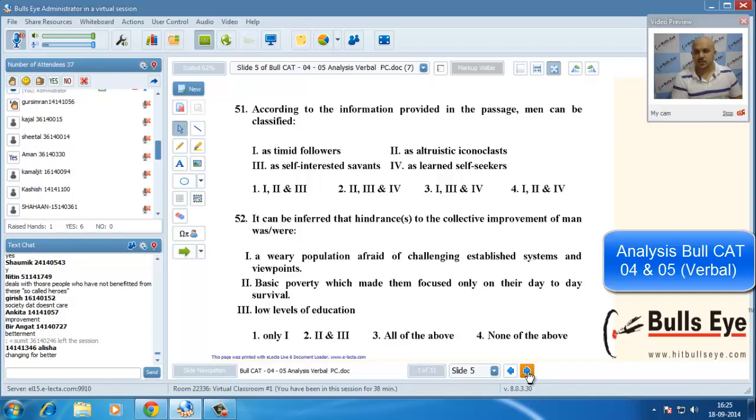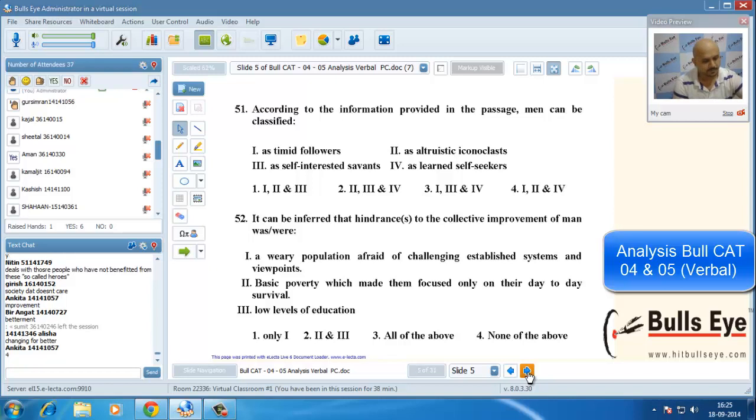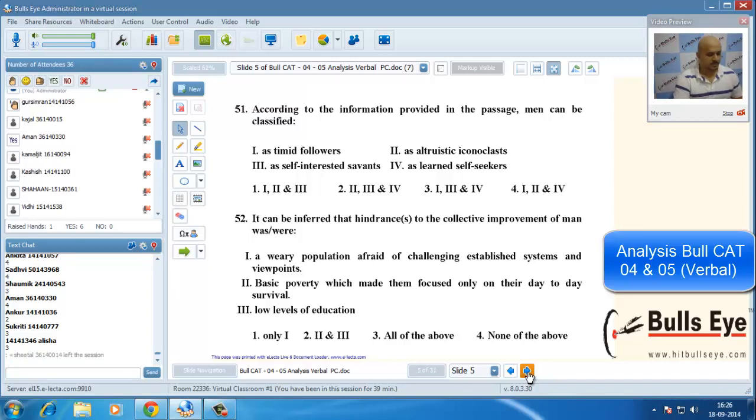Question number 51. Answer for question number 51. The correct answer for this question is option number 4. Option 4 is the correct answer here. This is a question which checks your vocabulary as well. What they've effectively done is, in the paragraph that we studied in the slide before, the sentiments in those paragraphs have been expressed now in two-word combinations.